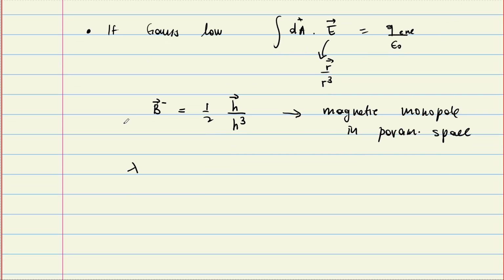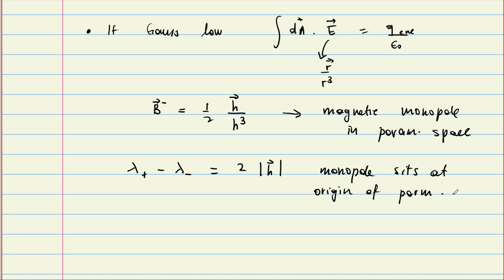And what this means is lambda plus minus lambda minus, the gap between these two states, is going to be 2h. And the monopole sits at the origin of parameter space, at the degeneracy h equal to 0.